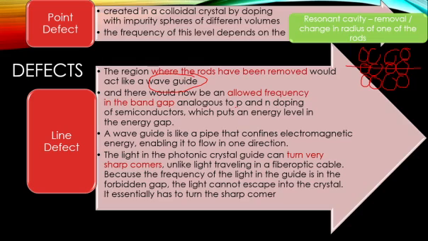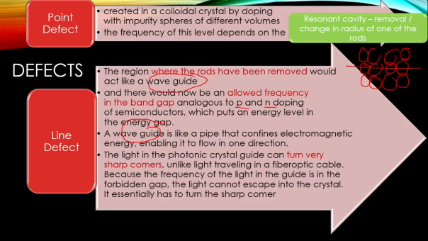That is analogous to p-type and n-type doping of semiconductors that introduce a new donor level or an acceptor level in the energy gap. Similarly, if you remove or change one line of rods, it can introduce a line defect, which means a range of frequencies are newly allowed in the band gap. That is called a waveguide. So what is the speciality of such a waveguide? The waveguide would be like a pipe that confines the electromagnetic energy, enabling it to flow in one direction.